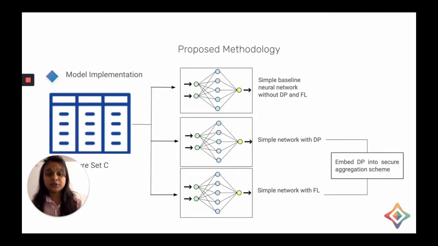Next, we do some model implementation. At this stage, we implement three different models. First, we implement a simple baseline neural network without DP and FL. Next, we implement a simple network with DP mechanism. And finally, we implement a simple network with federated learning. At the final stage, we embed the DP mechanism to the federated learning-based neural network through secure aggregation scheme.